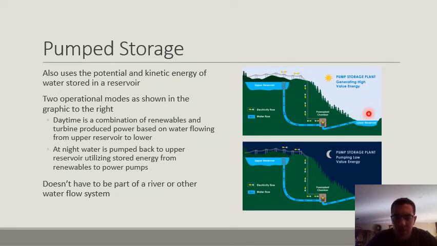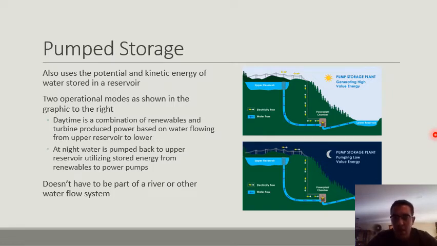So these are a little bit different in the fact that you have to use energy to run the pumps and pump the water back up. And their capacity is based on gross capacity. So the amount that this produces, subtracted from that, would be the amount that is used to run the pumps.